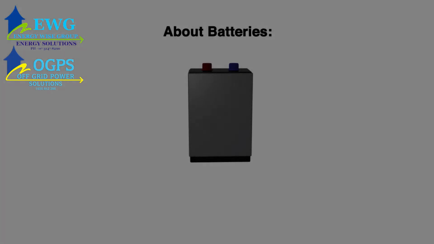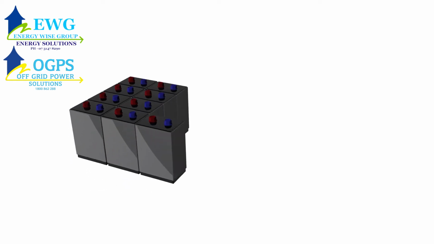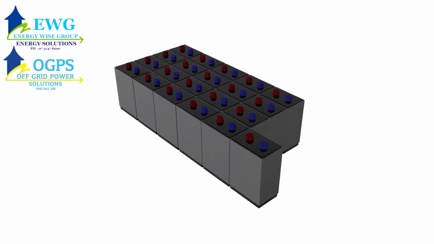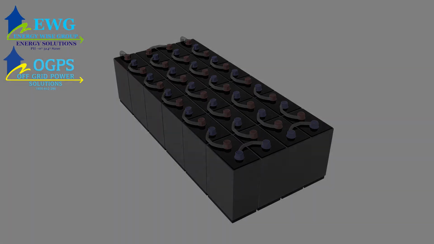About batteries. The batteries are the core of an energy storage system and are essential to store the electrical energy for use when needed. Most modern battery systems use 2-volt batteries connected in series, so 24 in total, to create the nominal operating voltage of 48 volts mentioned earlier.